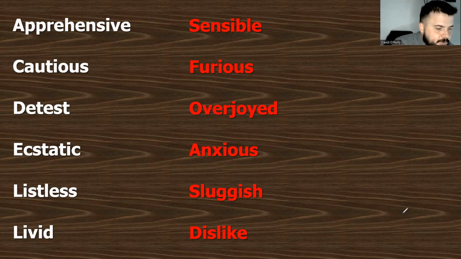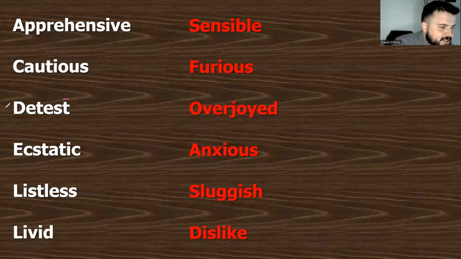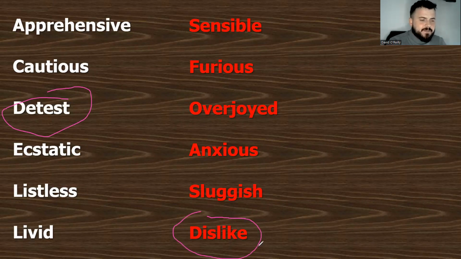So if we think about detest and dislike, they're synonyms. They mean a very similar thing, but dislike suggests that you don't like something, whereas detest suggests that you hate something, okay? You can see the difference between the two. Dislike means you just don't like something, and detest means you really, really dislike something. You hate something. That's why it's a good idea to have good vocabulary, because you can be more expressive about how you feel about something.